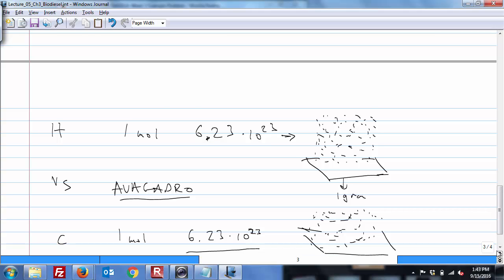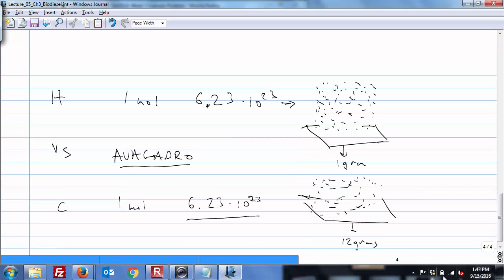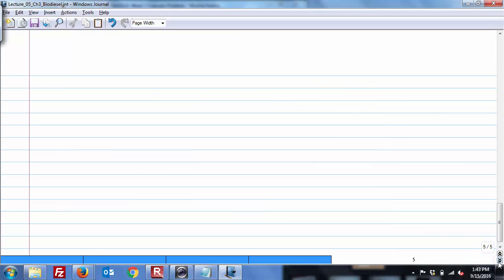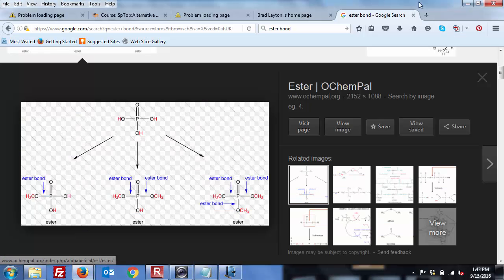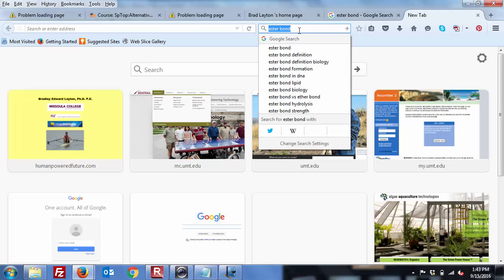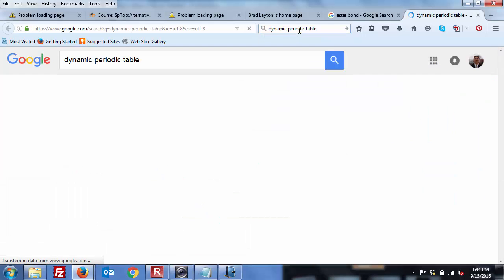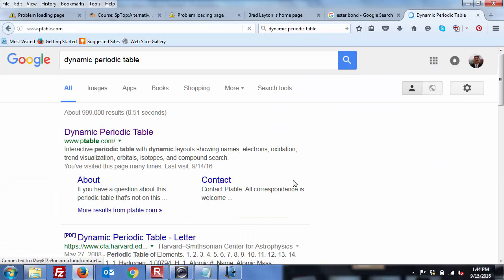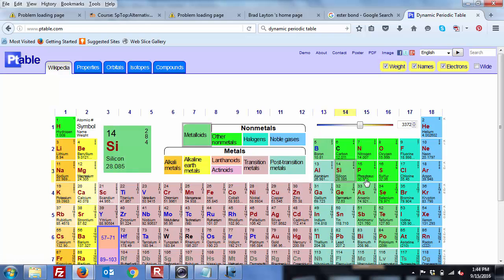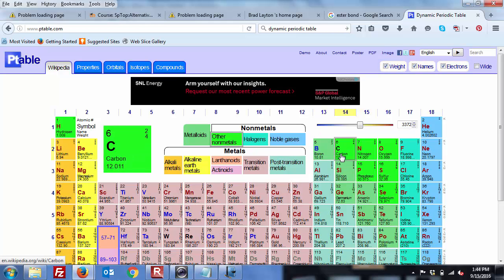But with the periodic table, let's just do a little bit of chemistry here while we're at it. And I always like just going to the dynamic periodic table. So you can see the temperature. And there they are. There's carbon 12, there's oxygen 16, there's hydrogen 1, and those are going to be the most common we're going to see in this course.